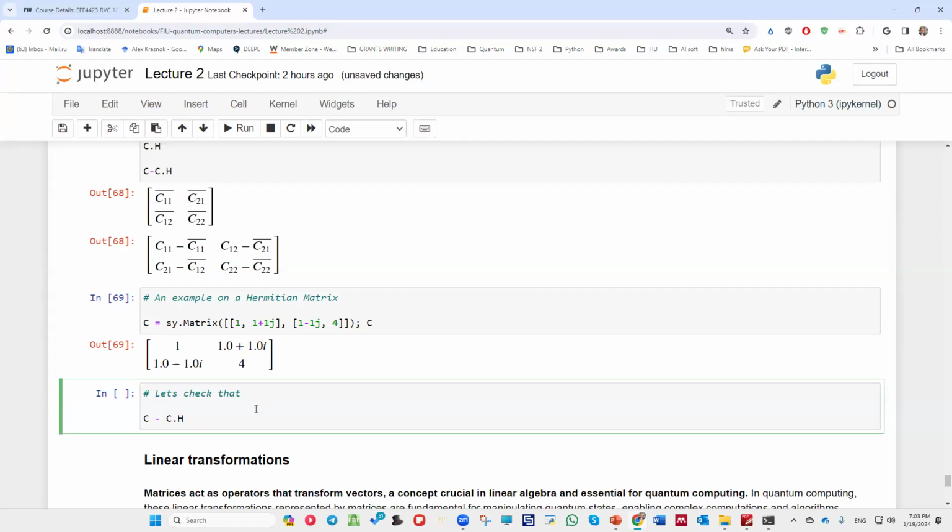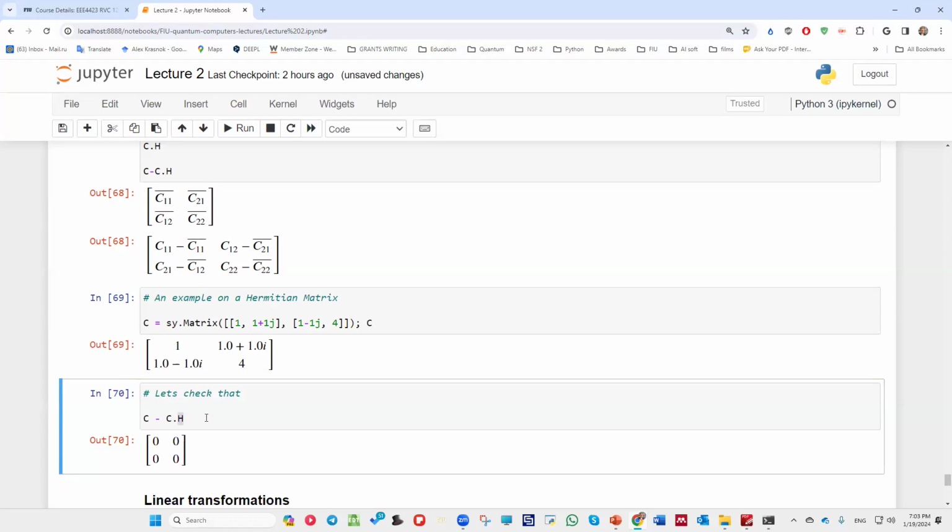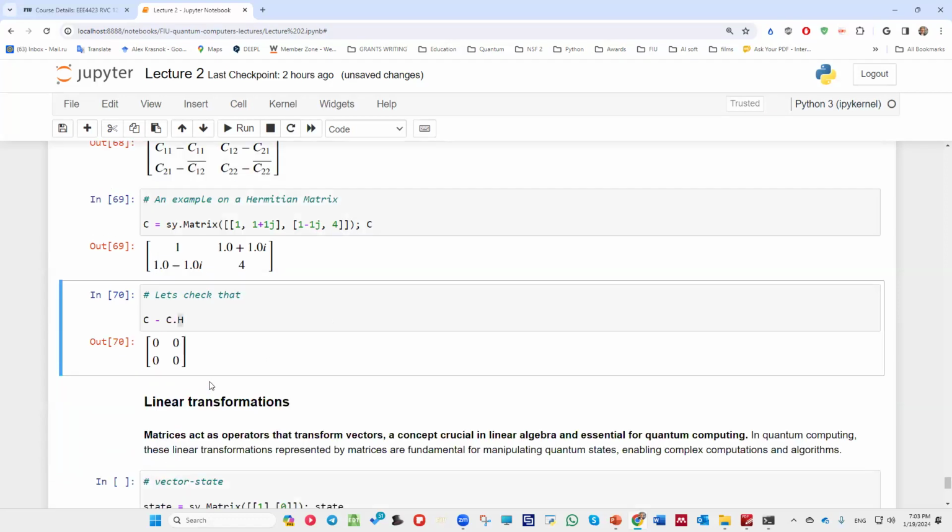And let's check that. For this matrix C, I take this minus C.H, and it returns me 0 as expected.